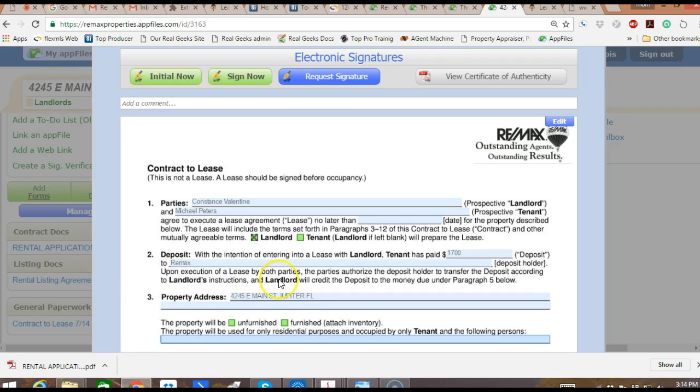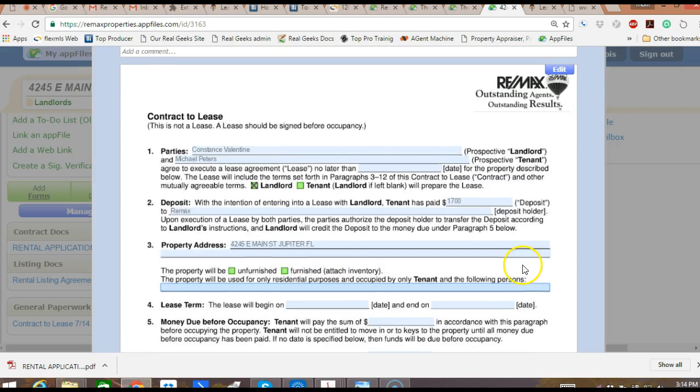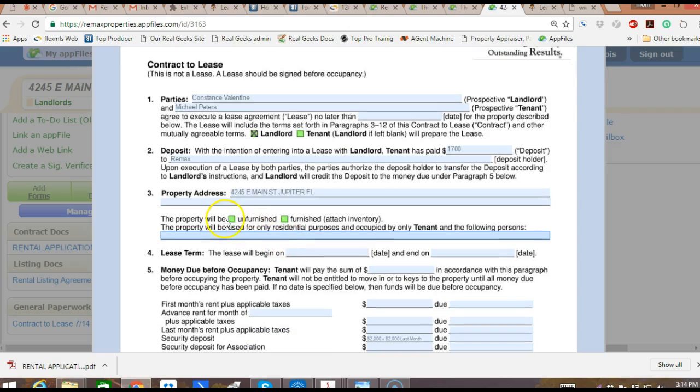On execution of lease by both parties, structure land credit money under period below. That's parties and used only purpose and the following persons: Francis, son Michael. Lease term work was started on 7/16/17 next year. That's 360 days.